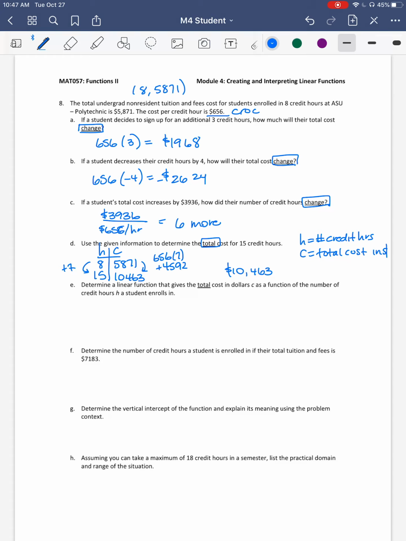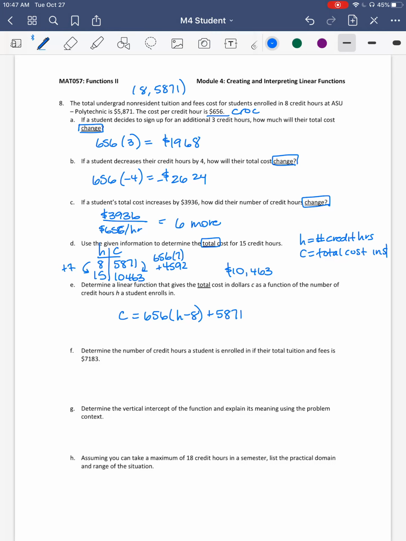All right, part E says determine a linear function that gives the total cost in dollars, C, as a function of the number of credit hours. So here we just need to use one of our reference points with the constant rate of change. I'm just going to use the one given. That way if I made a mistake in part D, I'm not going to be wrong for the rest of it. And that's all I need to do for E.